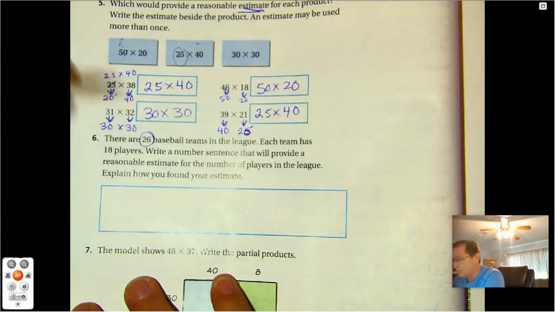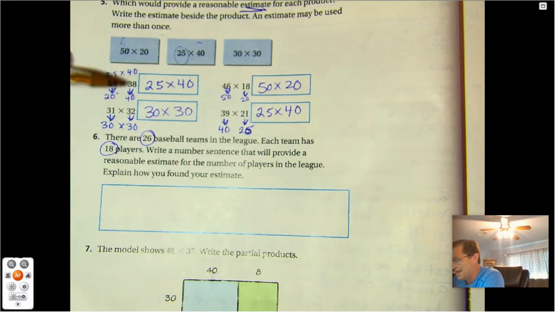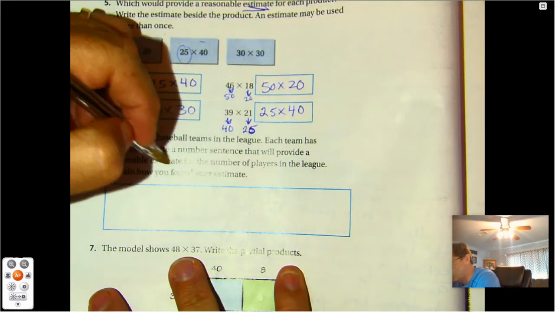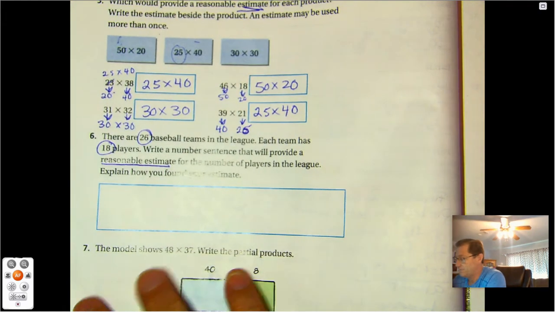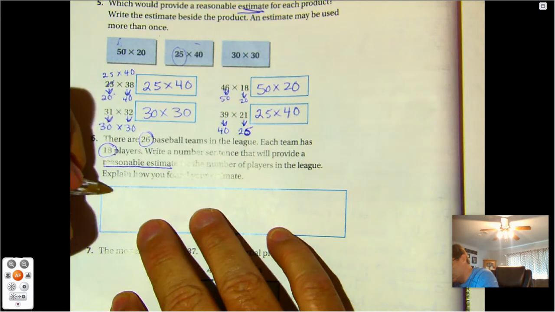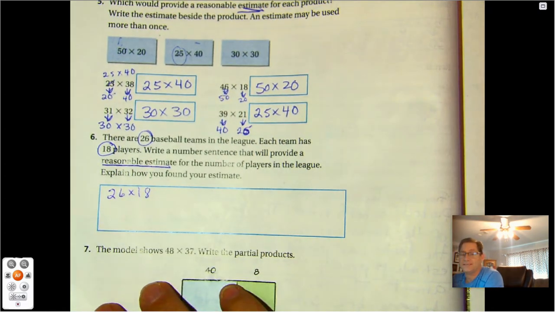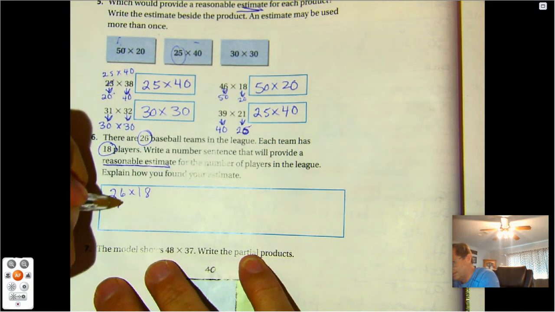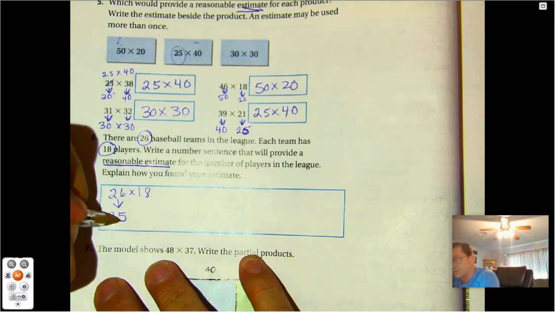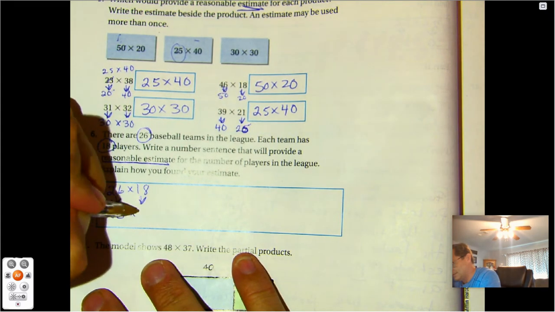26 baseball teams in the league. Each team has 18 players. Write a number sentence that will provide a reasonable estimate for the number of players in the league. Explain how you found your estimate. Well, so if I wasn't estimating, I'd have 26 times 18. 26 is close to the compatible number 25. 18 gets rounded up to 20.